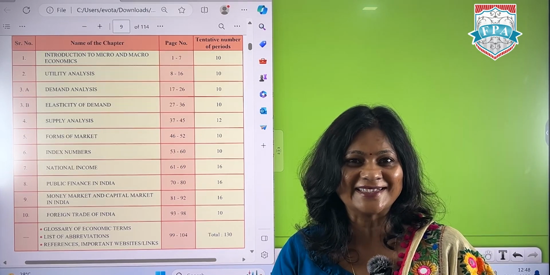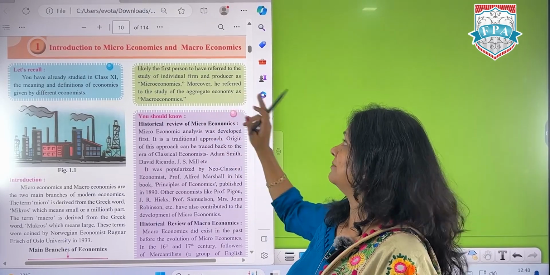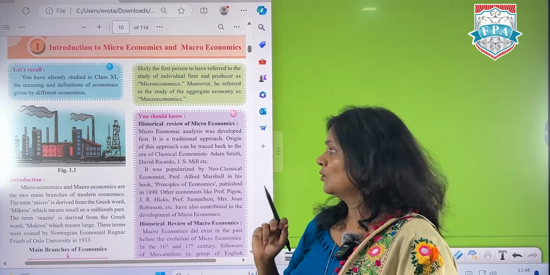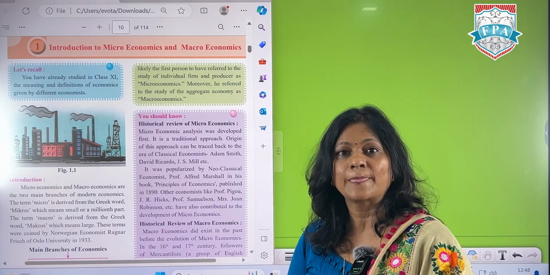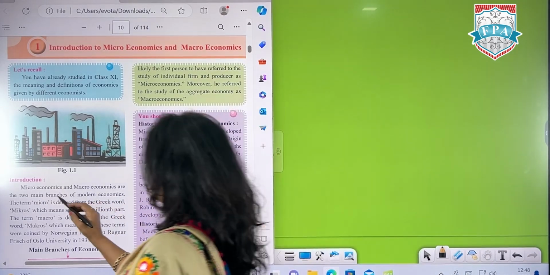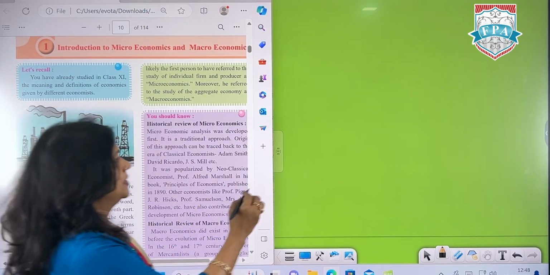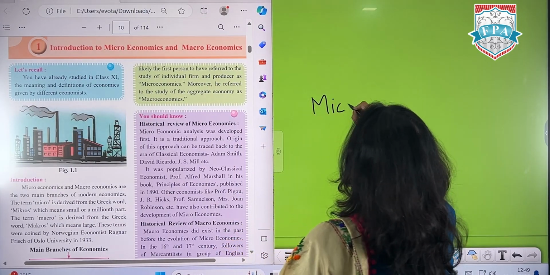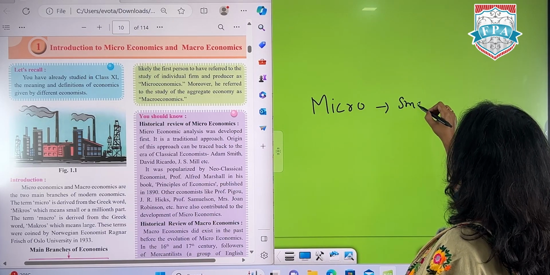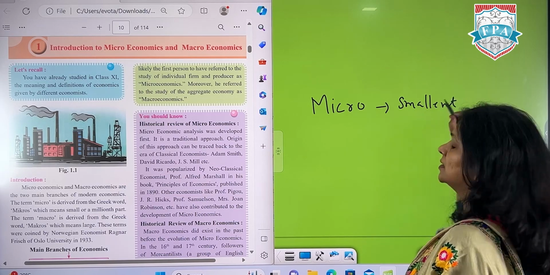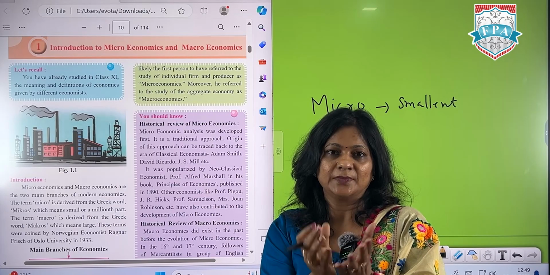So shall we start? The first chapter, as the name suggests, is Introduction to Micro and Macroeconomics. We are expected to know the difference between these two terms. Micro, as the name suggests, microeconomics, is the smallest or the millionth part of something, the smallest part of anything.